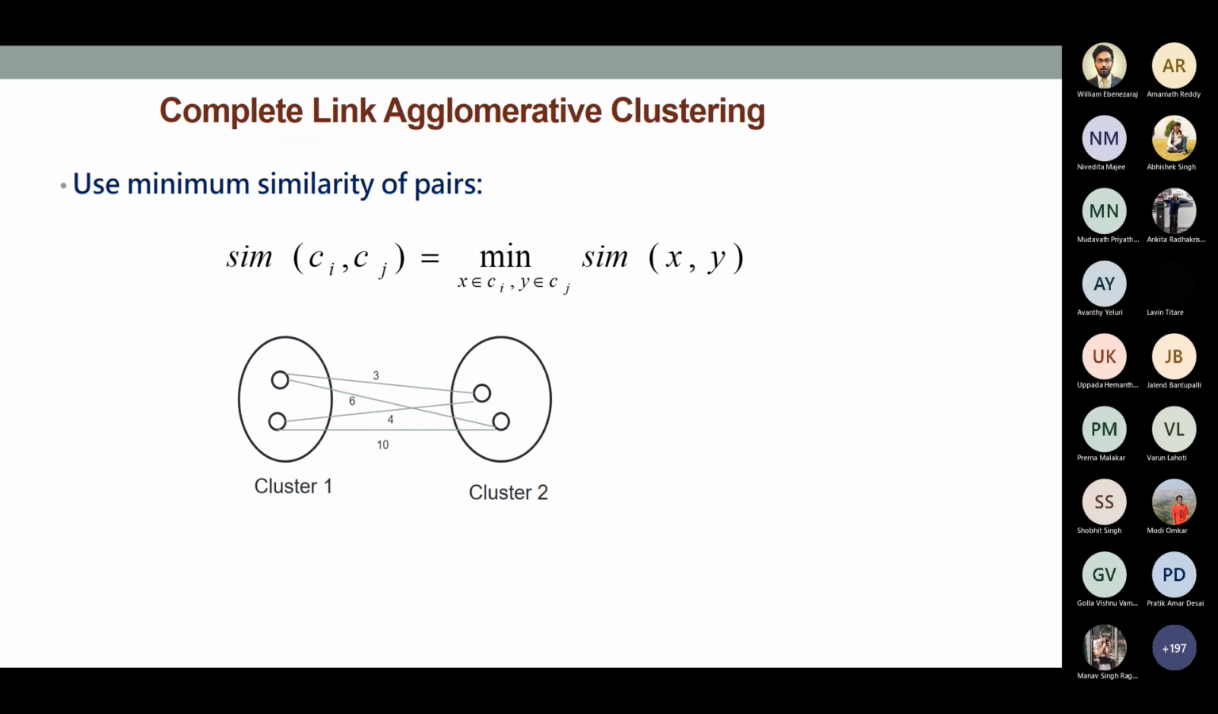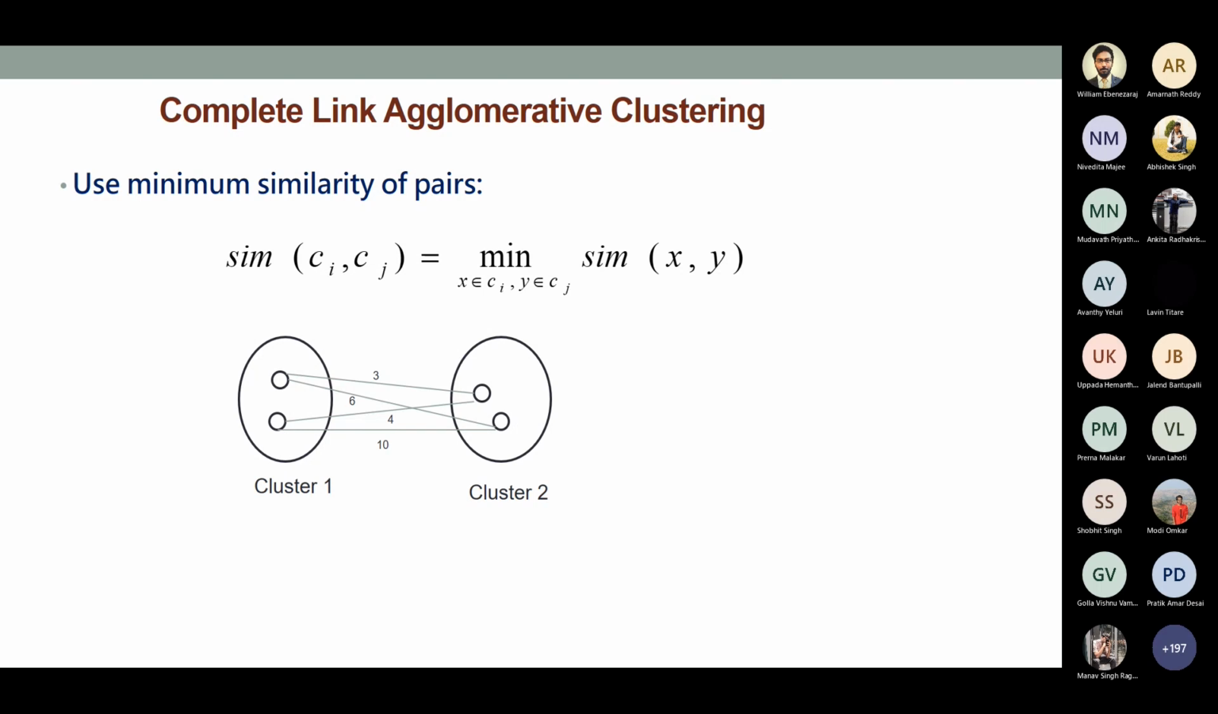In this case, we define the similarity or the distance between two clusters based on the two most dissimilar objects. In the previous case, we defined this as the two most similar objects. In this case, we want to define this as the two most dissimilar objects.